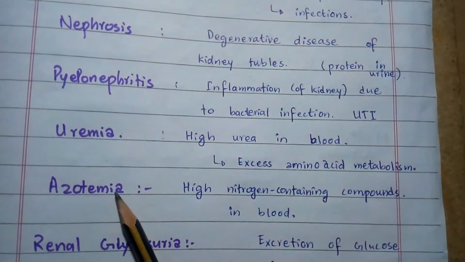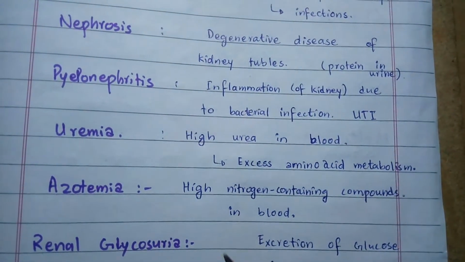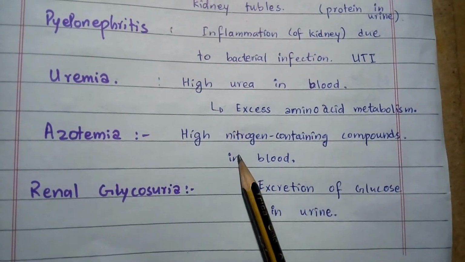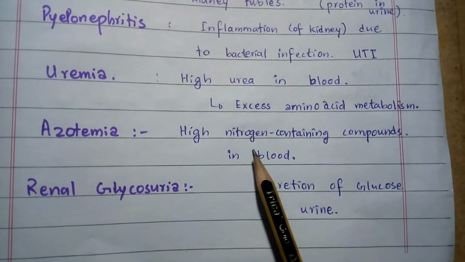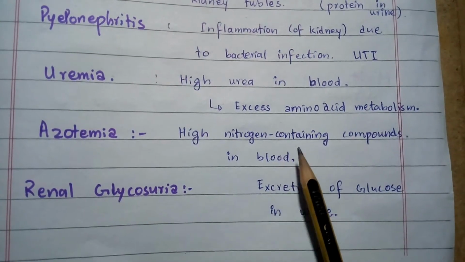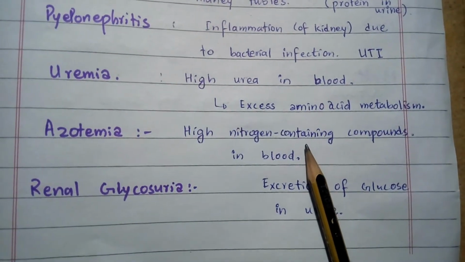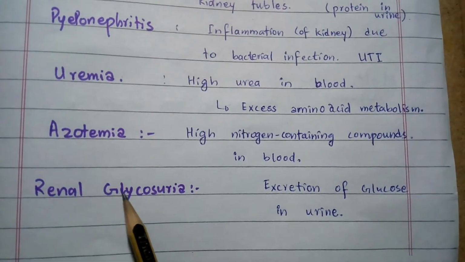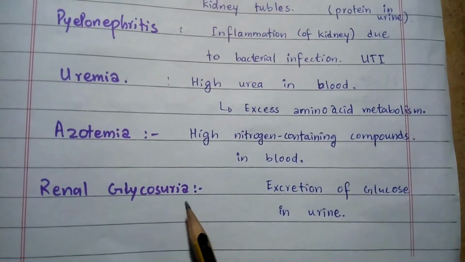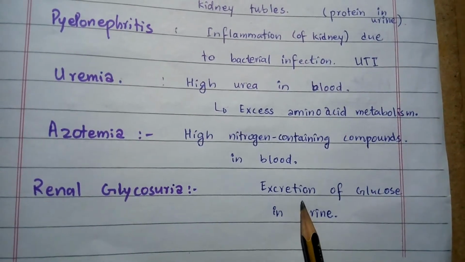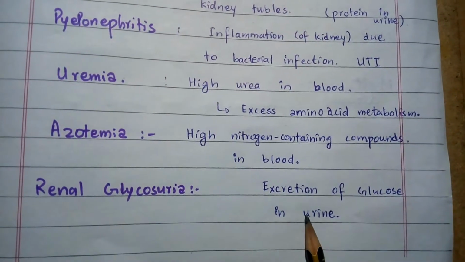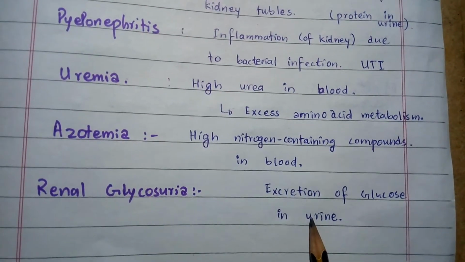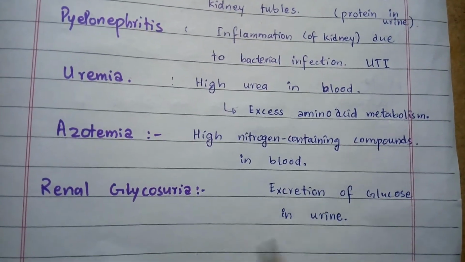Azotemia. Azotemia is a high level of nitrogen containing compounds in the blood. It is a condition in which a high concentration of nitrogen containing compounds such as urea and creatinine are present in the blood. Then renal glycosuria. Glycosuria is the excretion of glucose in the urine. Normally, there is no glucose in the urine because all the glucose is reabsorbed into the bloodstream.